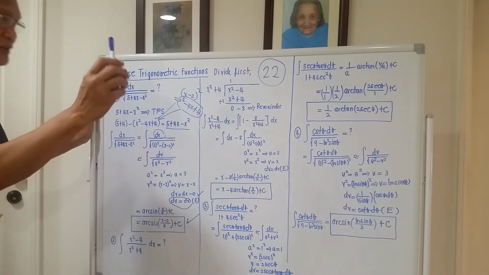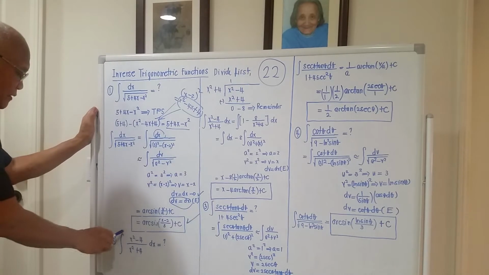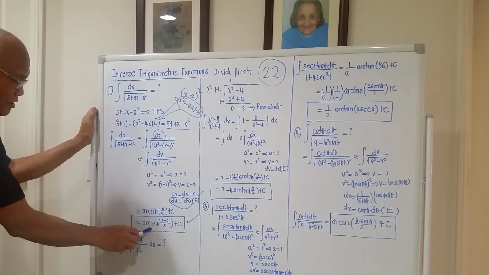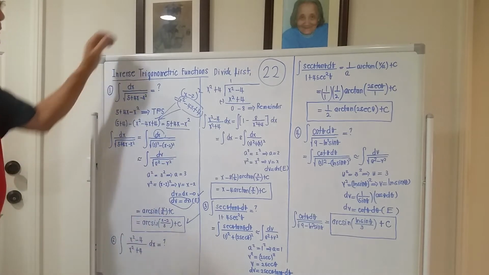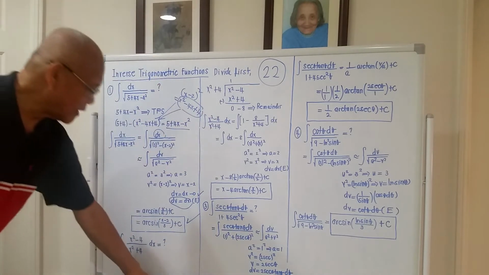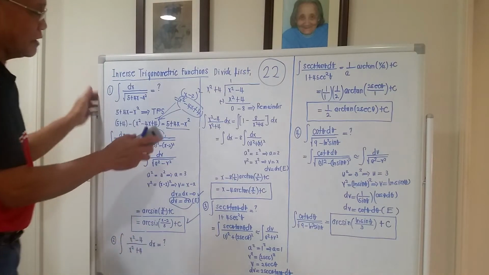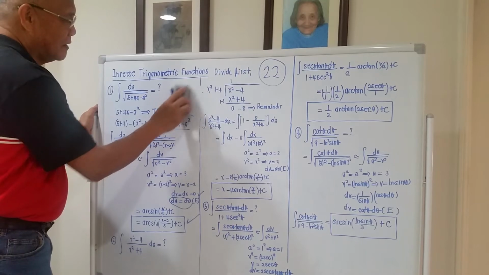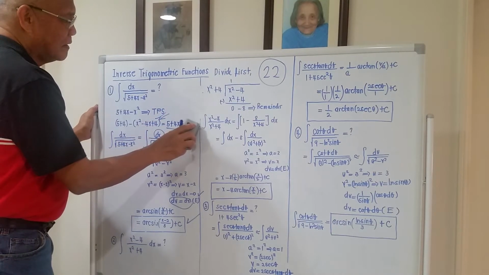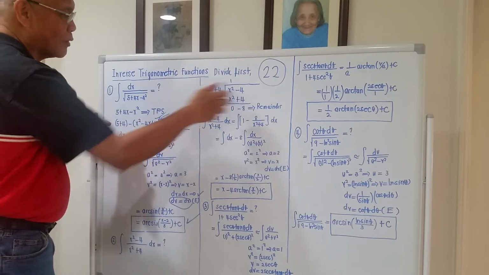Example number 2. The integral of x squared minus 4 over x squared plus 4 dx equal to. It's still an algebraic expression. I will erase this one so our solution here will be clear.